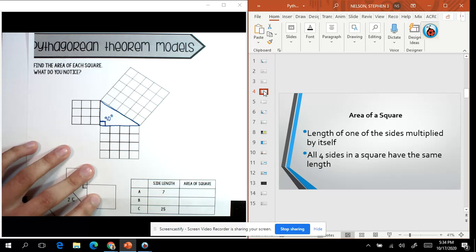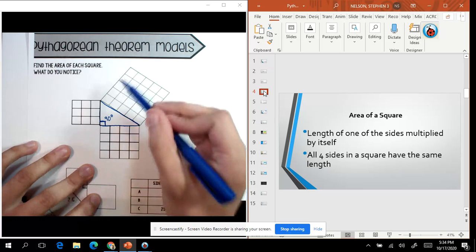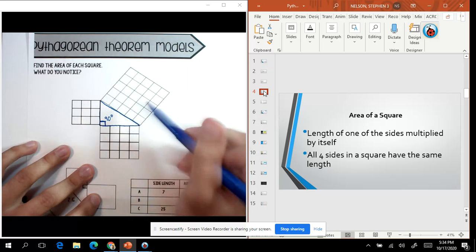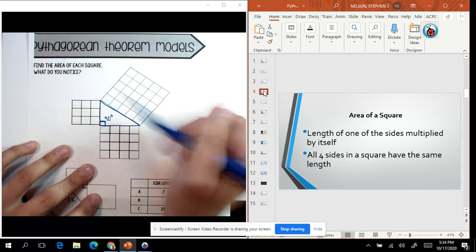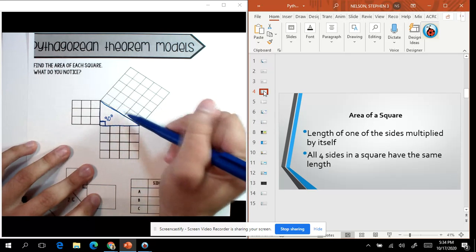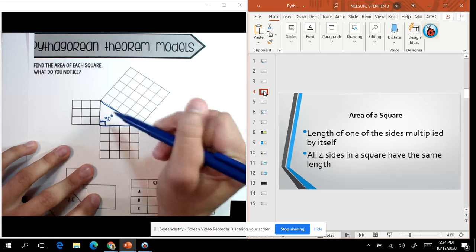All right, we want to take a look at the area of a square. The area of a square is the length of one of the sides multiplied by itself. And that's what they have here in this example. So we take a look at one of the lengths. In this case, it's 1, 2, 3, 4, 5. Or we can just say 5 units.